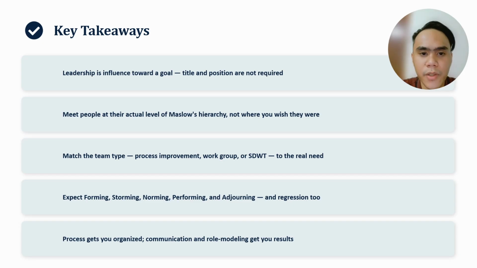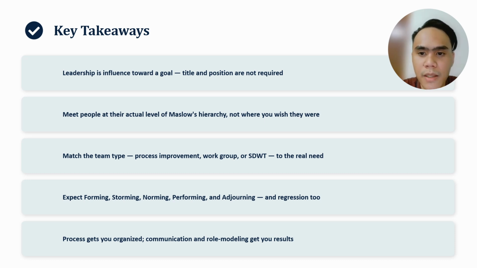So let's bring this chapter together with five closing points, and I'll expand on them. First, leadership is influence toward a goal, and a title or formal position is not required for it. We saw this both in the definition itself and in the practical reality that leaders and facilitators often emerge from knowledge, skill, and experience rather than the organizational chart box.